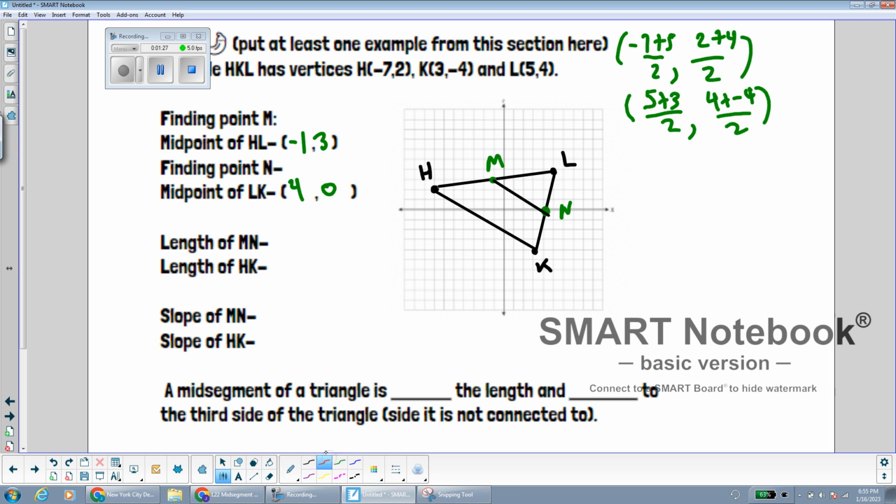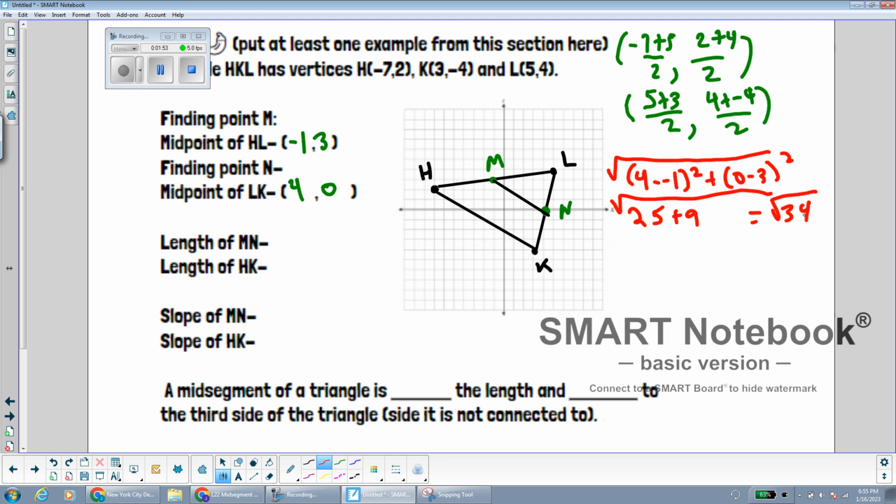Now what I'm going to do is find the length of midsegment MN using the distance formula. So I just found points M and N, so let me plug those into the distance formula. So I have 4 minus -1 squared plus 0 minus 3 squared. So that's 25 plus 9, and that is radical 34.